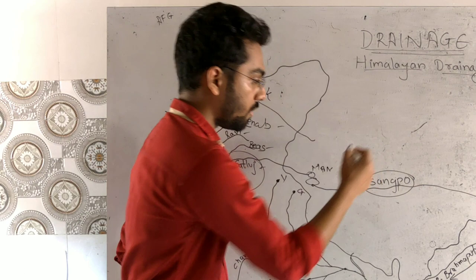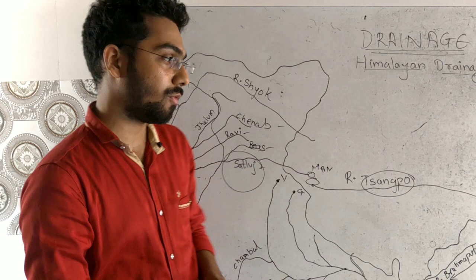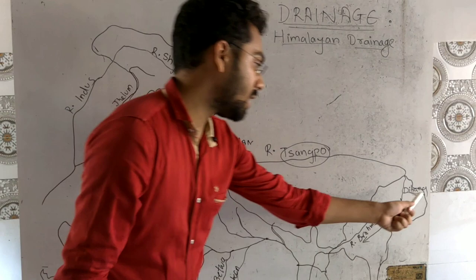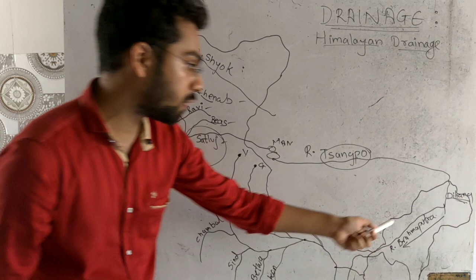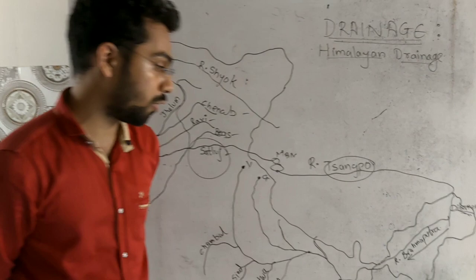And while crossing the Himalaya, it is known as river Dihen. Then the river starts flowing eastward from Assam, and that eastward flow is known as Brahmaputra.